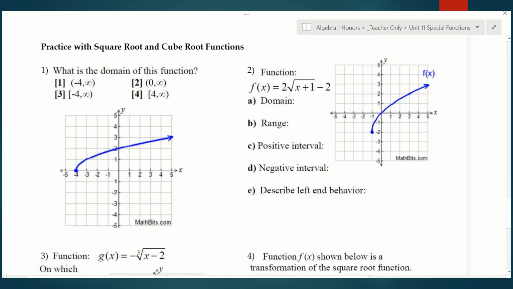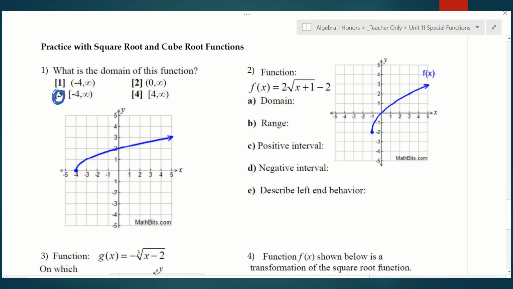But you don't really need to know much about it because you can still find the domain just by looking at the graph. So I can see that from left to right, my smallest number for x is -4, and it includes it because there's actually a point there. And the highest number that x will be is infinity. So it looks like choice 3 is the proper domain for this one.